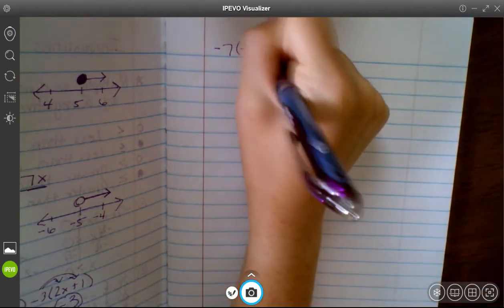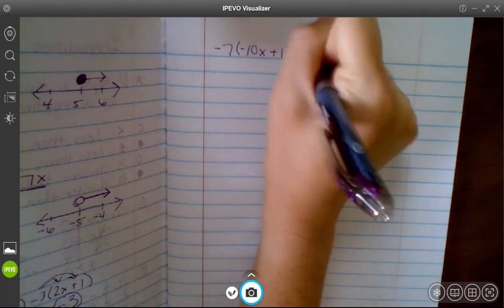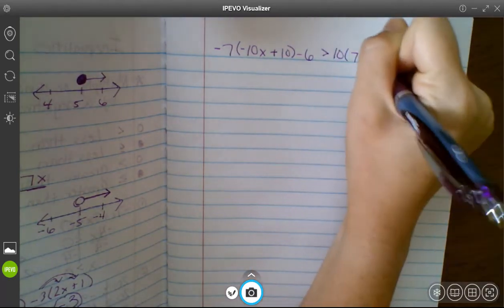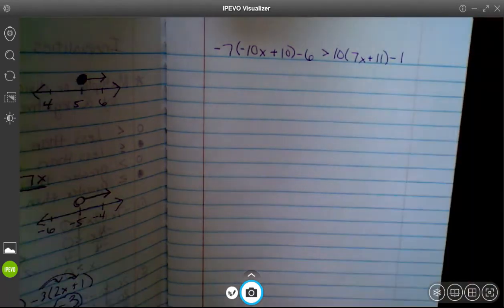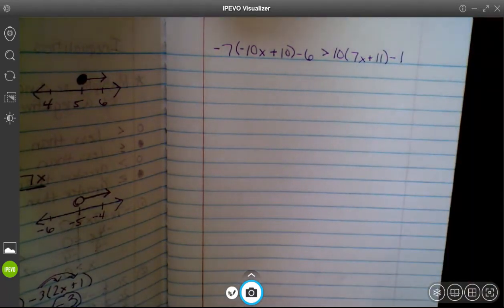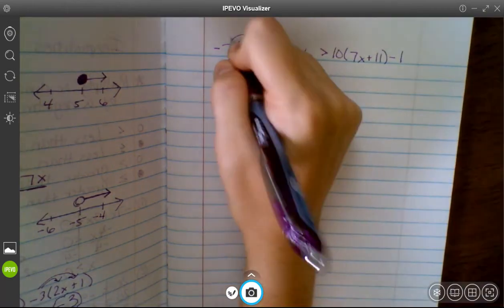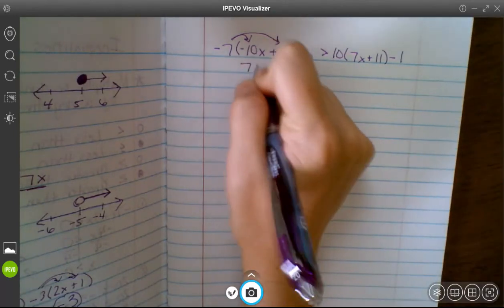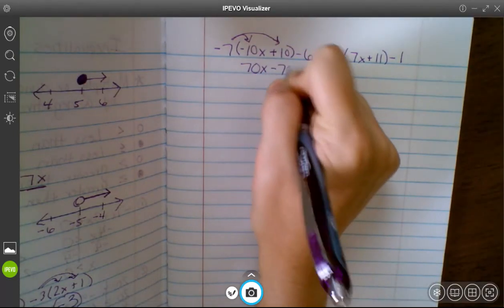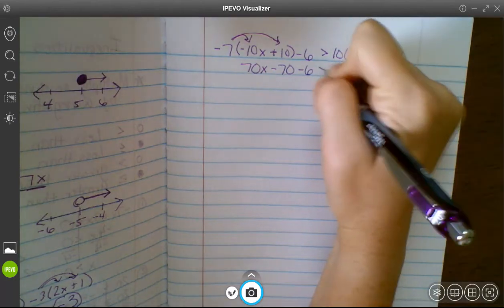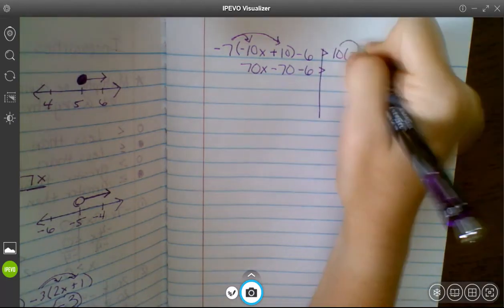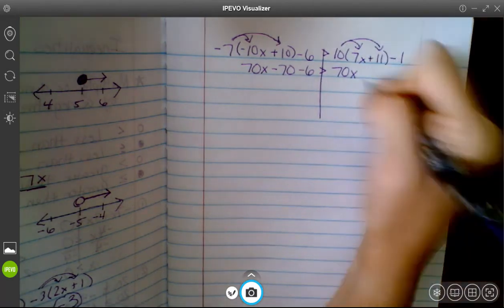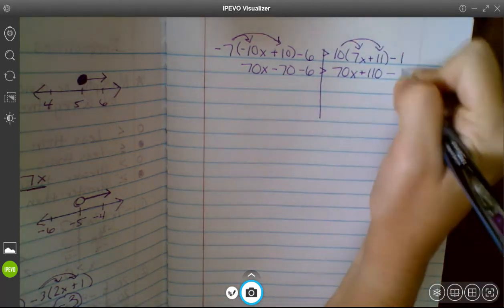Negative 7 times (negative 10x plus 10) minus 6 is greater than 10 times (7x plus 11) minus 1. Okay, so a lot of things to do here. First, I'm going to distribute. So negative 7 times negative 10x, and then negative 7 times positive 10. So 70x minus 70 minus 6 is greater than 10 times 7x, 70x, 10 times 11, 110 minus 1.